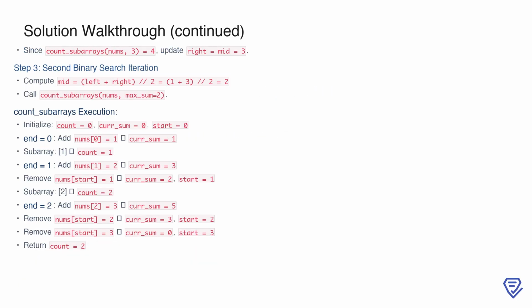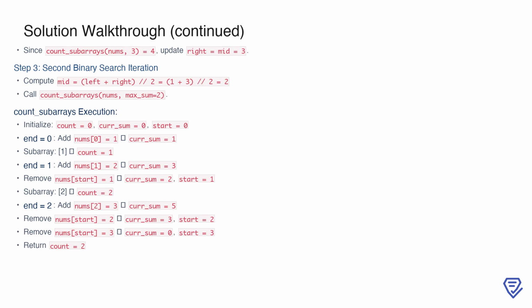Since the count of subarrays with sums less than or equal to 3 is 4, which matches our target k, we update the right bound to the midpoint, which now becomes 3. Next, we proceed with the second iteration of binary search. The new midpoint is calculated as 1 plus 3, divided by 2, which gives us 2. Again, we call count_subarrays, this time with a maximum sum of 2.